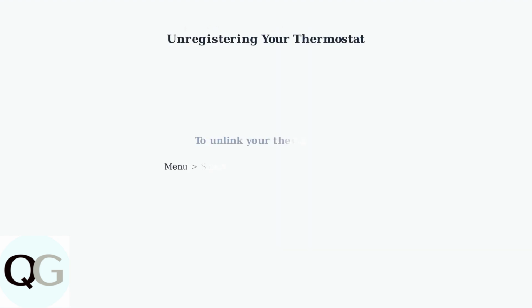Finally, if you need to unregister or unlink your thermostat from your account, navigate to Menu, then Smart Home, then Advanced, and select Unregister. These troubleshooting steps should resolve most common issues with your Trane XL824 thermostat.